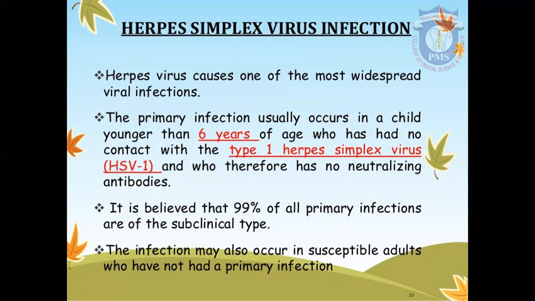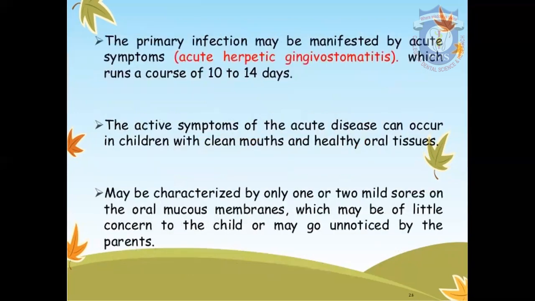Regarding the infection, 99% of all primary infections are of the subclinical type. Infection may also occur in susceptible adults who have not had a primary infection. The primary infection may be manifested by acute symptoms, which run a course of 10 to 14 days. That may be characterized by diffuse erythematous, shiny involvement of the gingiva and adjacent oral mucosa. Varying degrees of edema and gingival bleeding may be present.